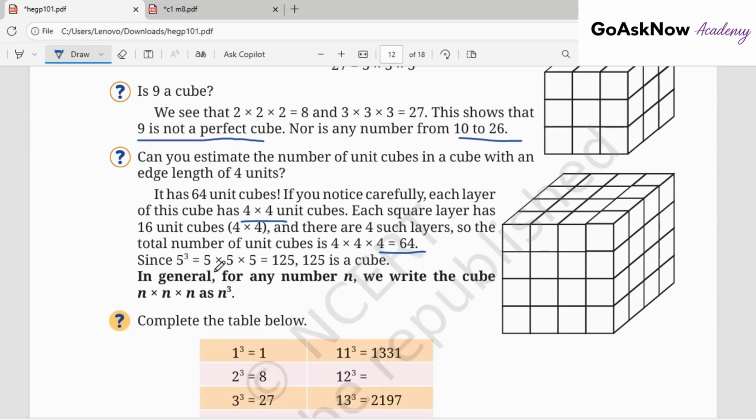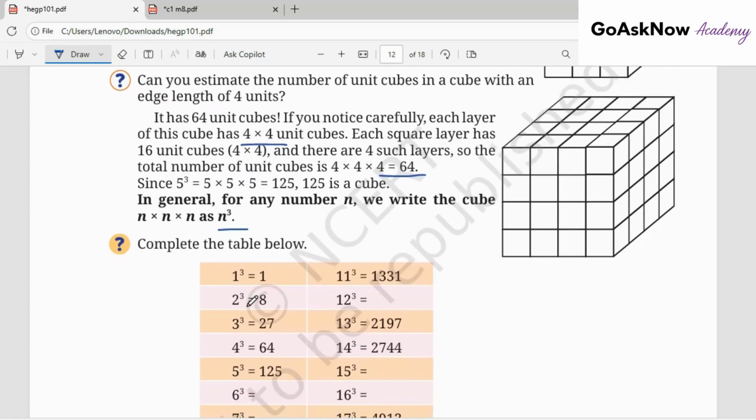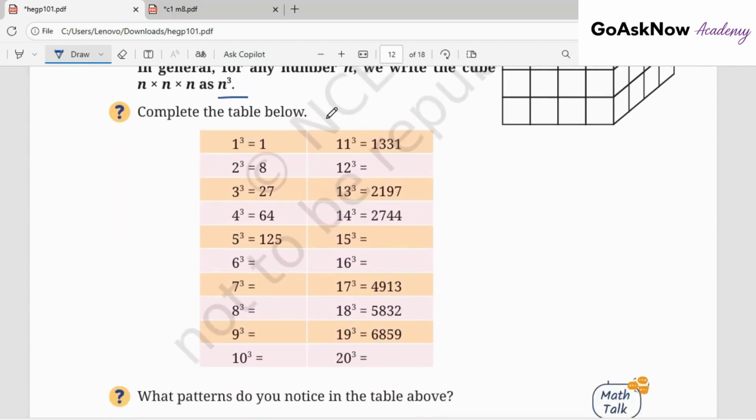Since 5 cube is equal to 5 into 5 into 5, which is 125, it is a cube. In general, for any number n, we write the cube as n into n into n, which is n power 3, which is n cube. Complete the table below.